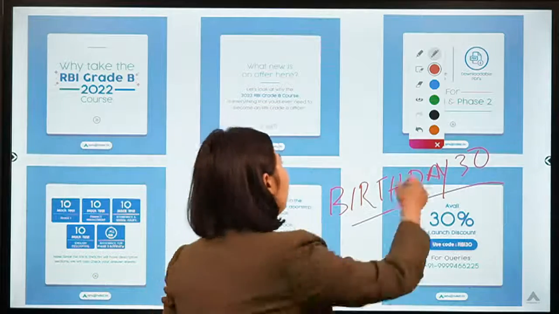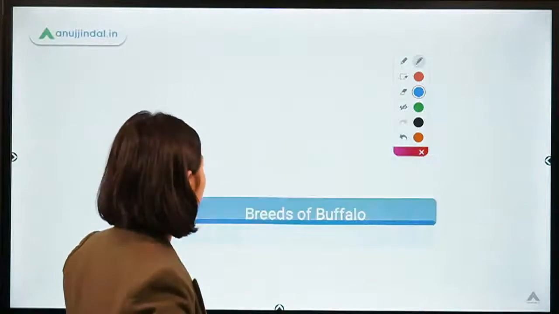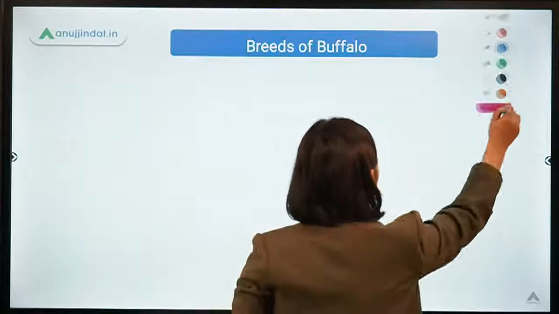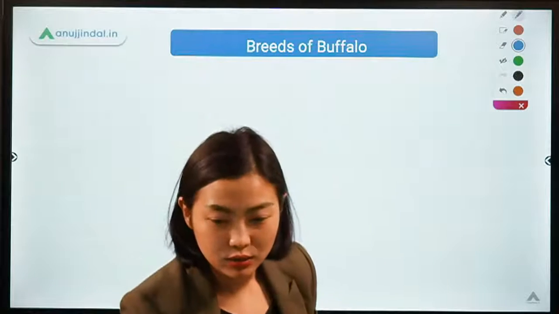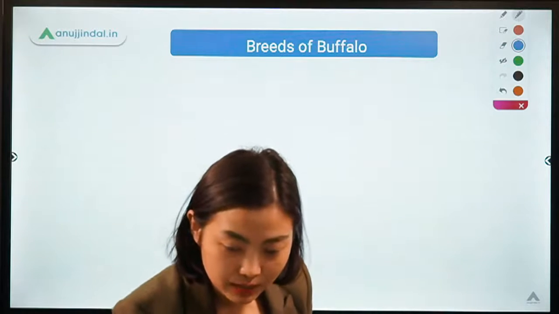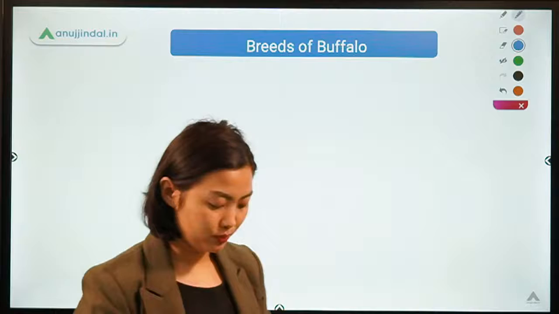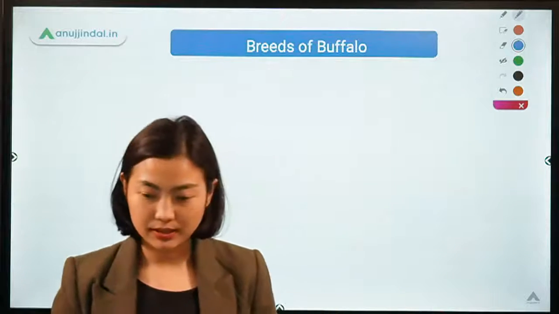Okay, so let's move on with our session for today, which is on the breeds of buffalo. Okay, hello, good afternoon, everyone. Bhavini Gupta and Prakash, hello, good afternoon. All right, so today we are going to start off with the breeds of buffalo. It's a very important topic, as I've said.